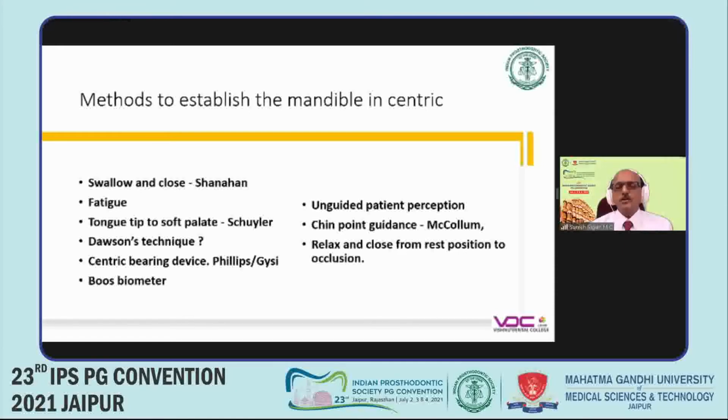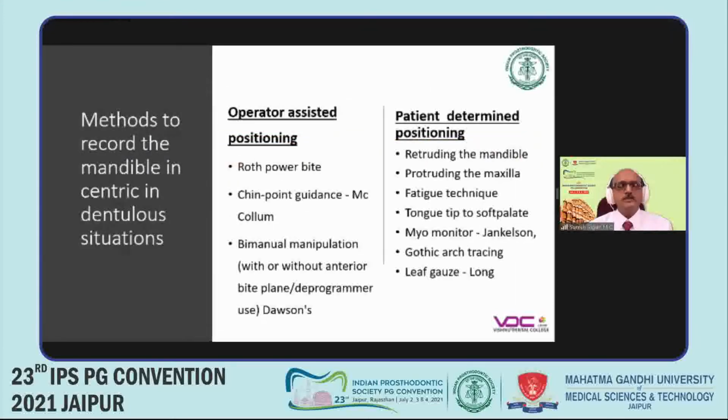Then relax and close from rest position to occlusion is the most favorite of mine. I feel if you can get the patient in a relaxed position, with the mandible in rest position, then from there it is just 2 millimeters to close. With the closure, like an arc of movement, it's very easy to close from rest position to occlusion. And having the mandible in rest position can be as simple as just leaving the patient alone and it goes to the rest position. After every function, it goes to the rest position.